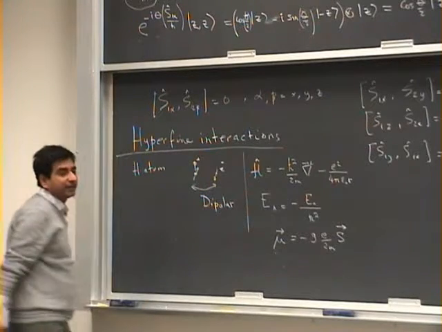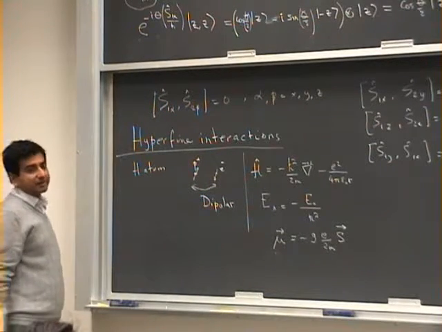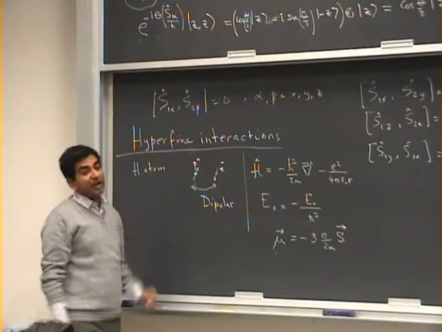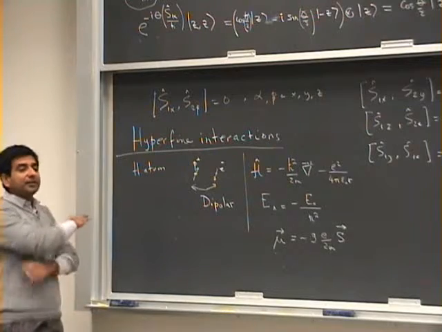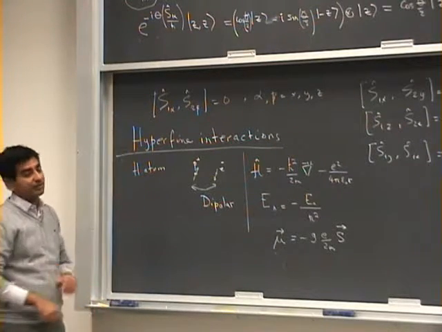So how do we model this energy? How do we model this interaction? We model it through the concept of hyperfine interaction. And why do we call it the hyperfine interaction? Because there is a whole range of interactions inside the hydrogen atom.